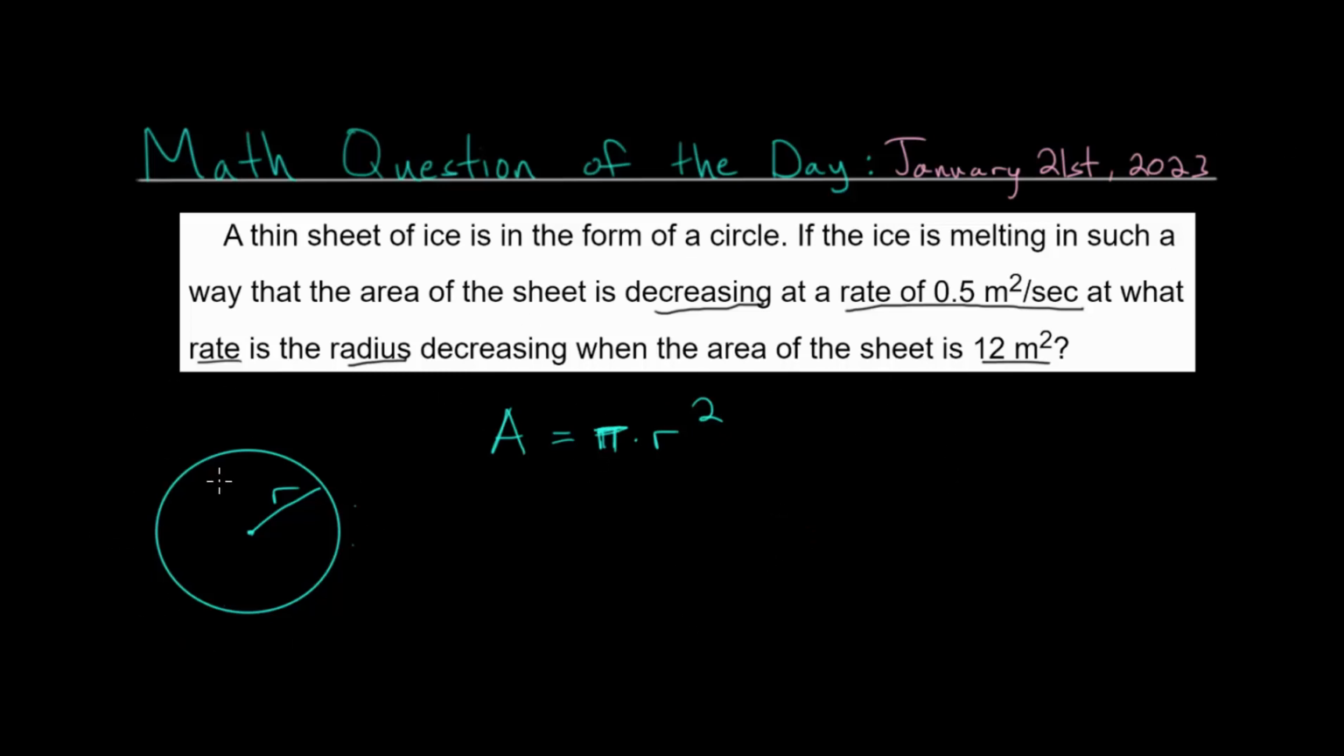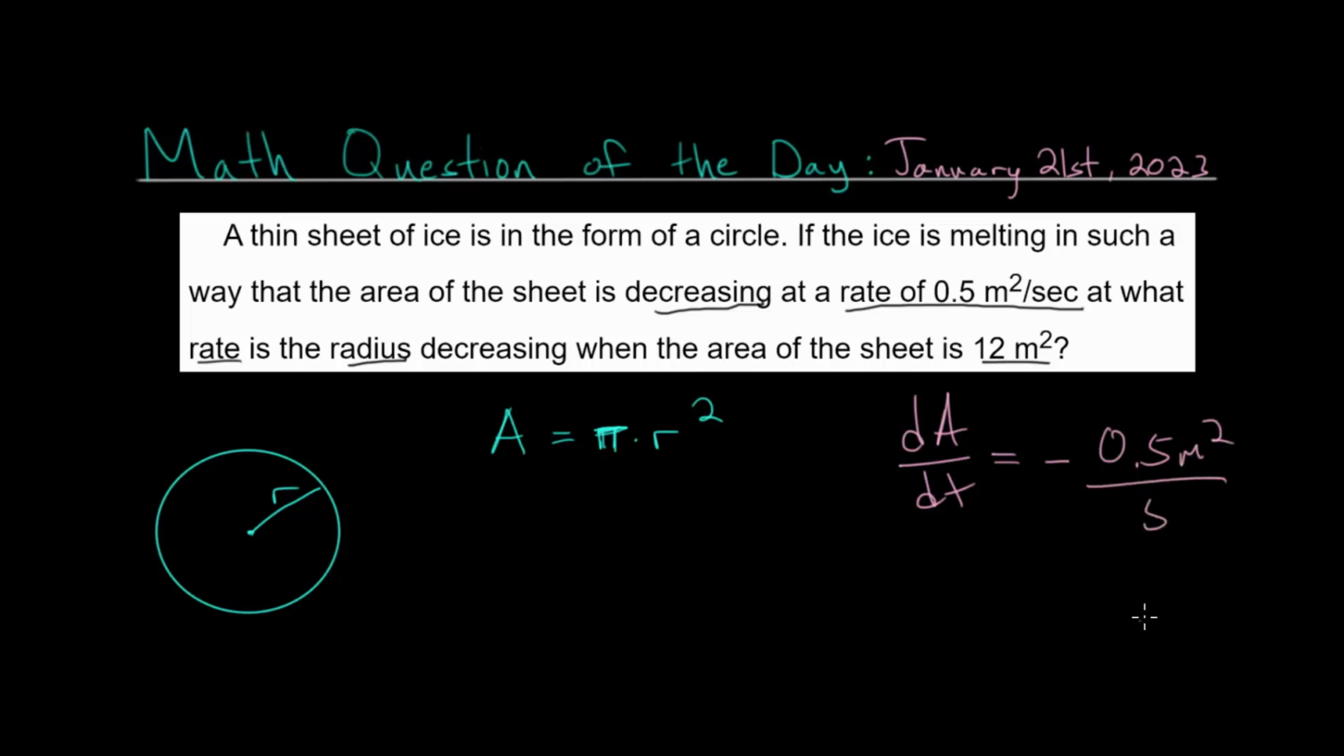We are told that this thin sheet of ice is melting, or in other words, it is becoming smaller. And we are told the rate at which it's becoming smaller. We're told that the area is decreasing at a rate of 0.5 square meters per second. So this is where calculus comes in. We are told the rate of something, the derivative of the area with respect to time. This is just the rate that the area is changing with respect to time. This is decreasing, so it's negative, and the rate is 0.5 square meters per second.